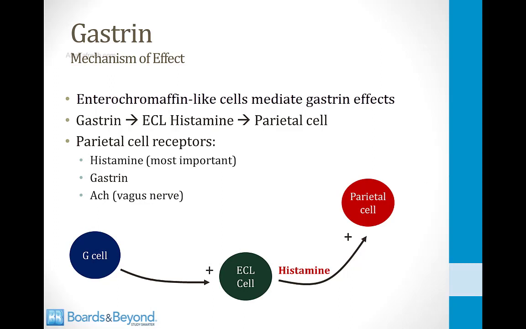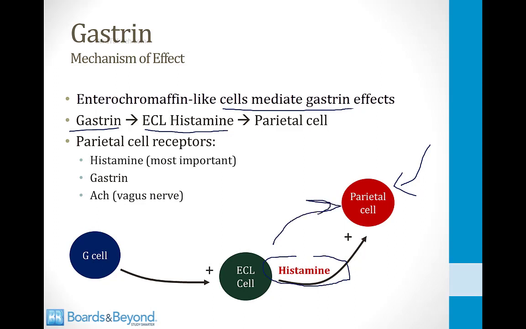Gastrin can directly stimulate a parietal cell to secrete acid. However, the more important way by which it stimulates acid secretion is indirect. Gastrin can affect cells that are close to the parietal cells called enterochromaffin-like or ECL cells, and these cells mediate the gastrin effect. When they are stimulated by gastrin, they will release histamine, and then histamine can activate the parietal cells. And it turns out this is the most important way by which acid secretion is stimulated.